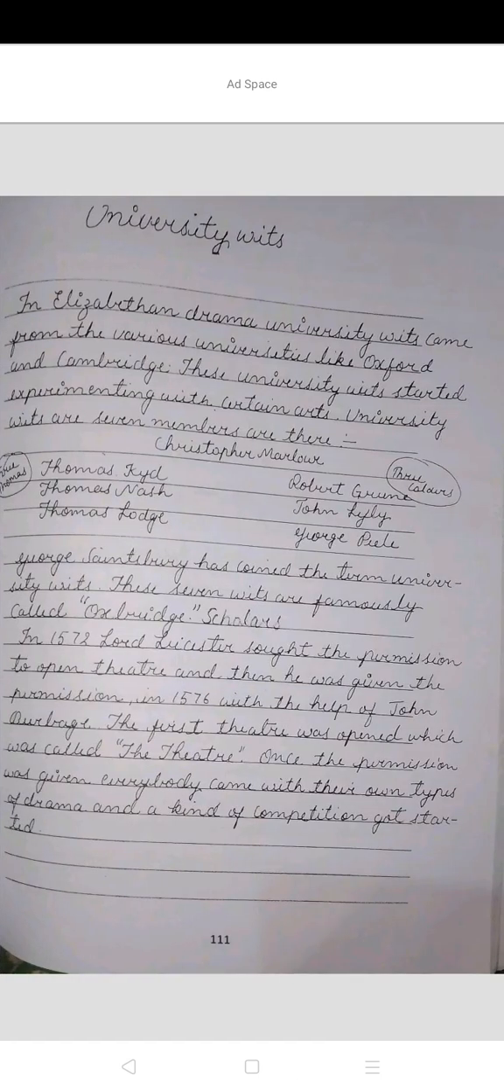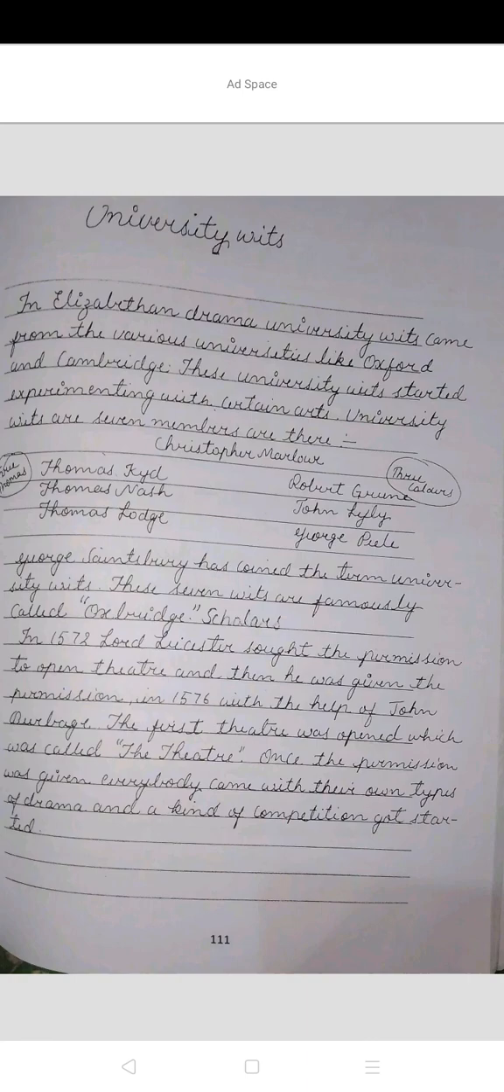After that, in Elizabethan drama, university wits came from various universities like Cambridge and Oxford, and these university wits started experimenting. The university wits are 7 members: Christopher Marlowe, Thomas Kyd, Thomas Nashe, Thomas Lodge, Robert Greene, John Lyly, and George Peele. George Saintsbury coined the term university wit. These 7 wits are famously called Oxbridge scholars, Oxford plus Cambridge scholars.